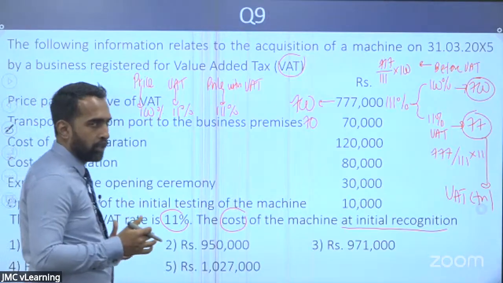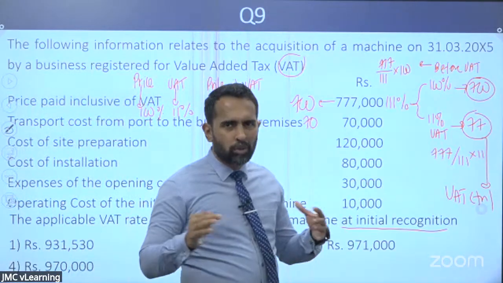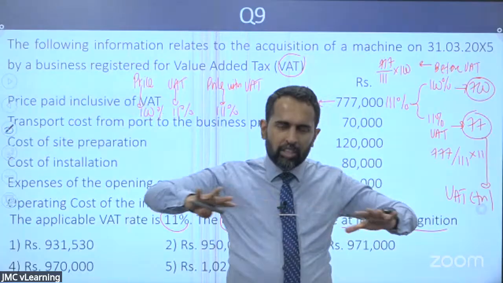Cost of site preparation. Now for you to install a machine, you need to arrange the premises.